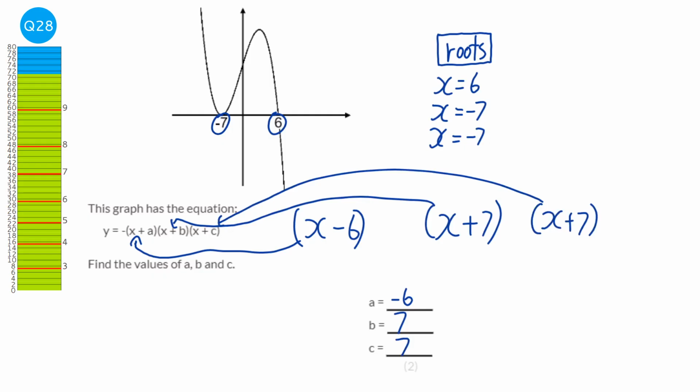Now, you might ask the question, how do you know which is A, which is B, which is C? Actually, it doesn't matter. We could put A at -6 and A at 7 and B at -6 and C at 7. As long as one of these is -6 and two of these are 7, you'll always get the right answer.